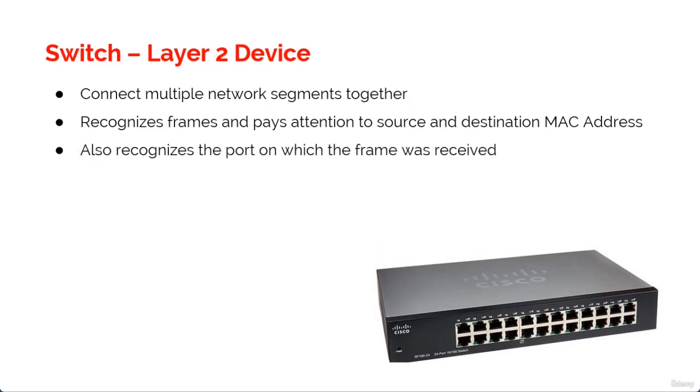So until now, we have seen what a hub means and what a bridge means. Now it's time to see what a switch means. Switches join multiple segments of a network together, much like hubs. But there are three significant differences. First, a switch recognizes frames and pays attention to the source and the destination MAC address of the incoming frame, as well as it recognizes the port on which the frame was received.